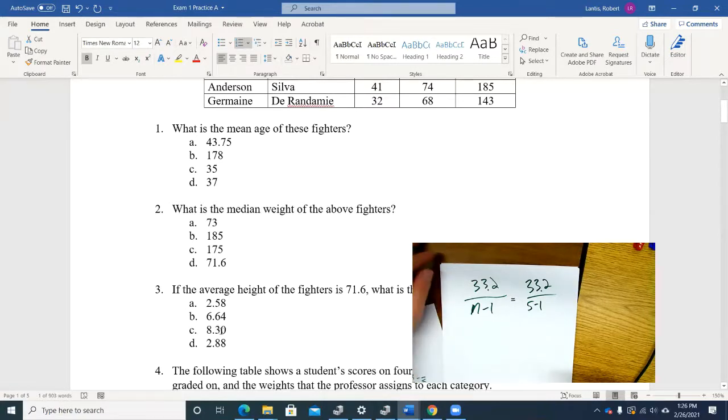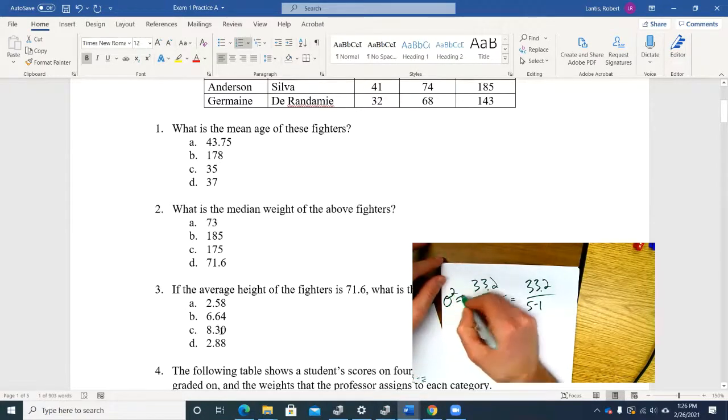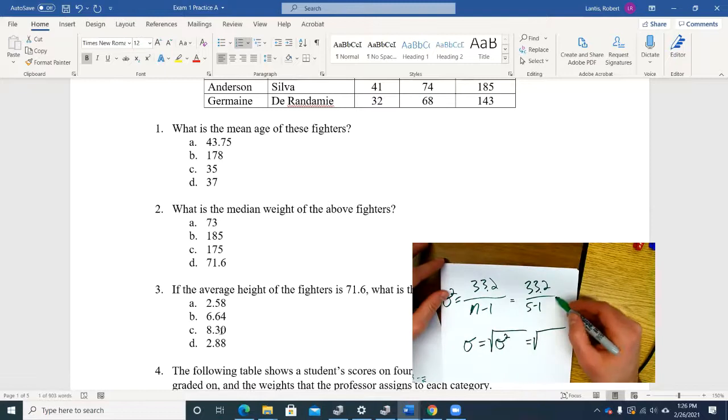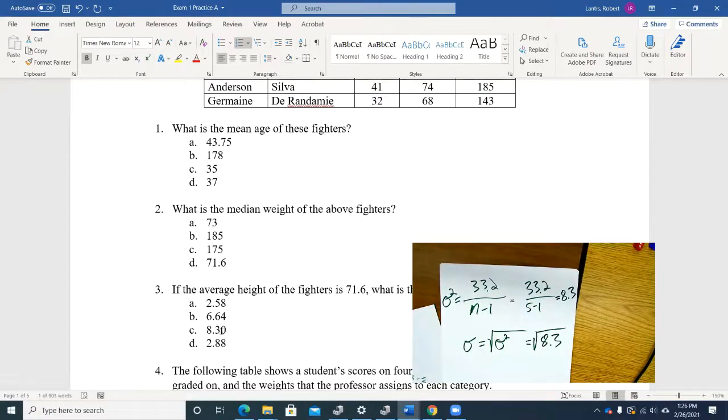Well, remember, what did we find here? I was using the equation for the variance. There was one more step, right? Which is if I want the standard deviation, I have to take the square root of the variance. So the square root of, what did I say this was, 8.3? All right. So I have one more step there to find the standard deviation. I take the square root of that and I end up with 2.88. Okay.